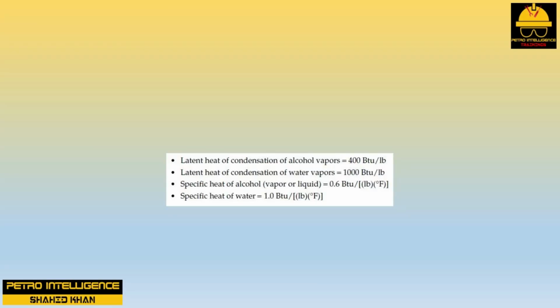Latent heat of condensation of alcohol vapors equals 400 BTU per pound. Latent heat of condensation of water vapors equals 1000 BTU per pound. Specific heat of alcohol, vapor or liquid, equals 0.6 BTU per pound degree F. Specific heat of water equals 1.0 BTU per pound degree F. The term specific heat refers to the sensible heat content of either vapor or liquid. The specific heat is the amount of heat needed to raise the temperature of 1 pound of the vapor or liquid by 1 degree Fahrenheit.